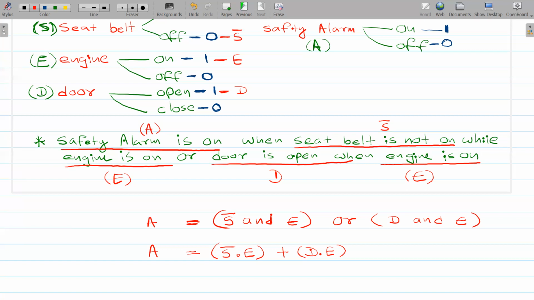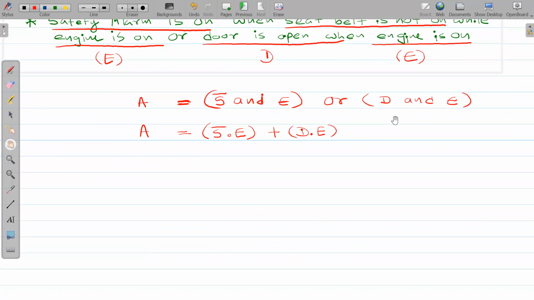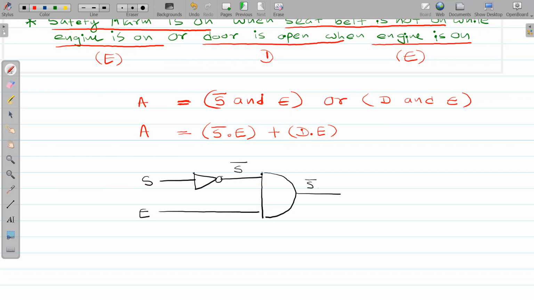Right, people? Are we clear with what I have done? Right. So now it's a matter of drawing the circuit. How are we going to do this? First, it's better we concentrate on any bracket. So let's first create S bar. I'll take S and put it through a NOT gate, so S bar is created over here. Then I take E, put into AND gate, which gives us S bar dot E.